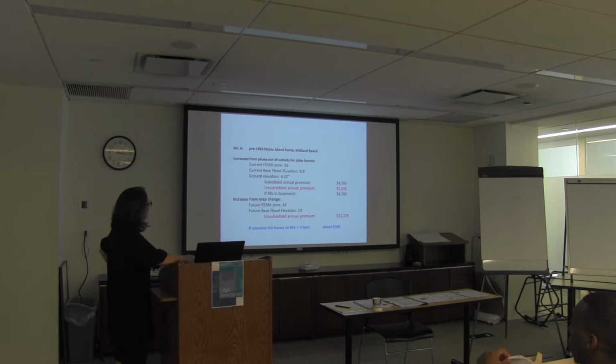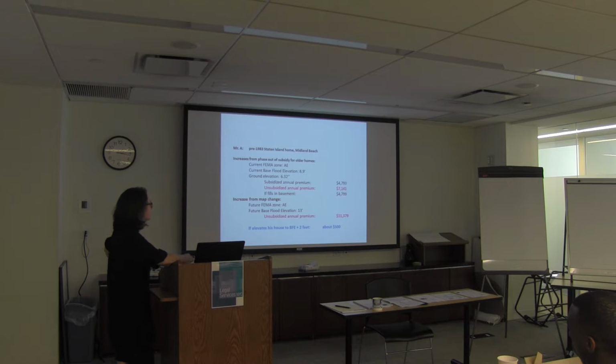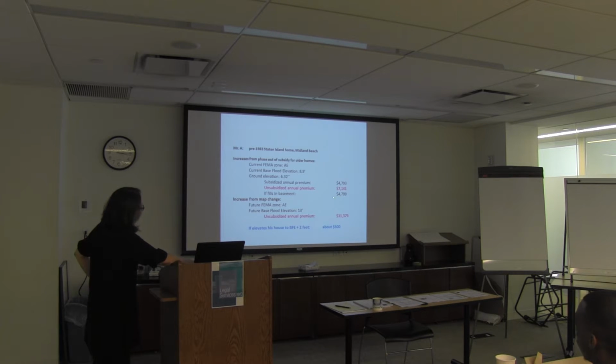Okay, so his current zone is AE, his base flood elevation requirement is 8.9 feet above sea level. His ground height is 6.32 feet above sea level. His subsidized premium is $4,793 already. That's what he's paying already. His unsubsidized premium is going to be $7,000. If he fills in his basement, he's going to drop it down to $4,700, or about $4,800.